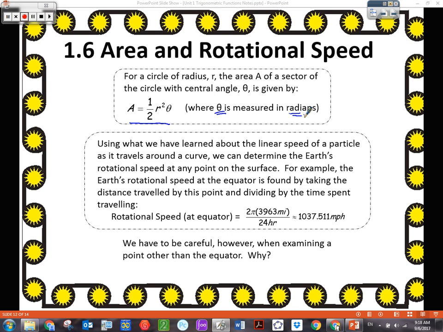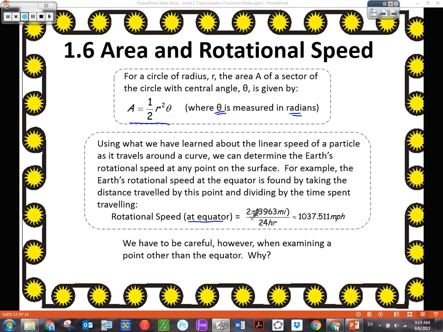The second concept that we're going to be looking at today is rotational speed. Let's just skip straight down to here and look at how this is set up. So rotational speed, this is at the equator. We're talking about rotational speed of like the Earth. I think maybe in the daily work I have something about Jupiter. I mean, it's just a large mass.